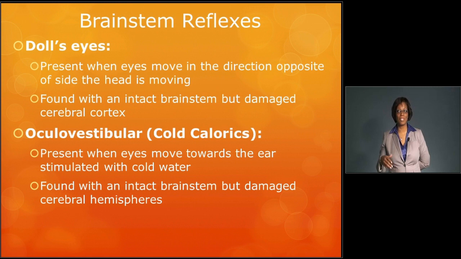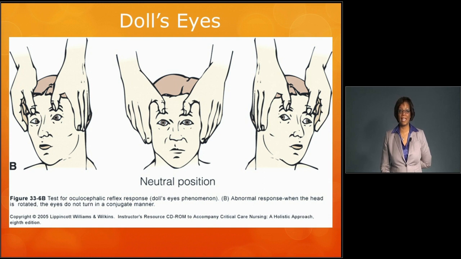By doing that, their eyes are going to deviate to the side where you put the water in their ear. And then they'll probably have some nystagmus back and forth. If they have none, then you want to consider that the brainstem is not intact. So there's just an example, a visual of doll's eyes reflex.